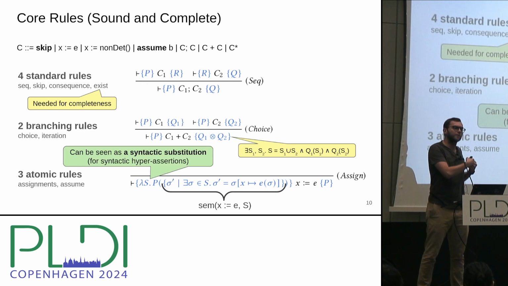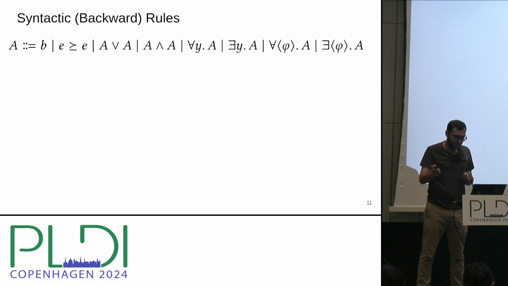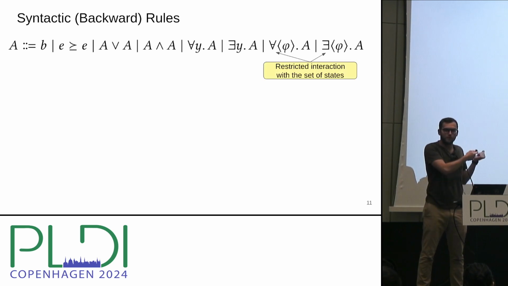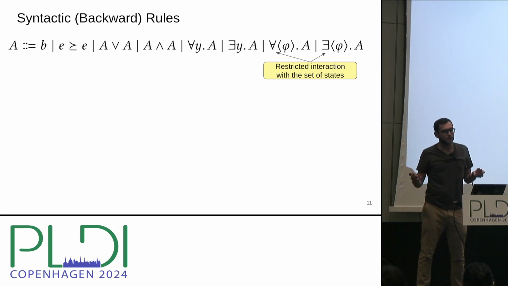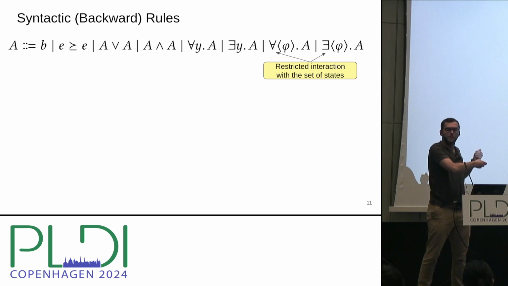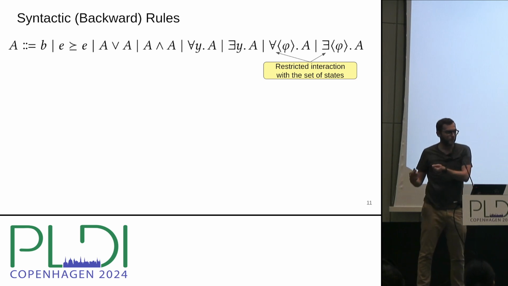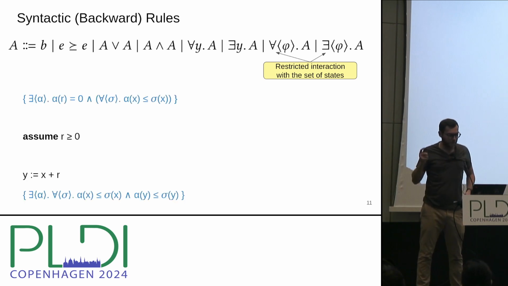And so we show that for a large set of syntactic hyperassertions, we can see those rules as syntactic transformations. So this one is a syntactic substitution. So we define the following grammar for hyperassertions. The key point are those 2 quantifiers here. We restrict the interaction with the set of states to only universal and existential quantifiers. And as I've shown you in the examples that we've seen, this is enough to express the hyperproperties we want, and this is enough to express many existing judgments.